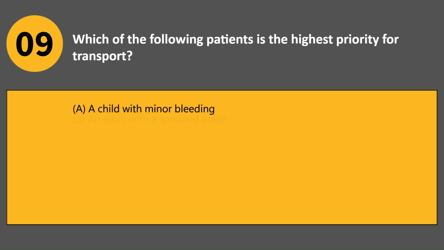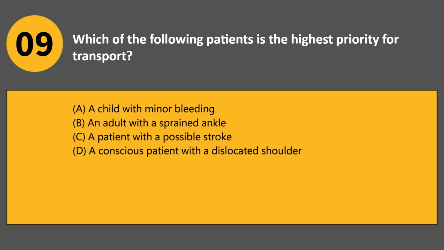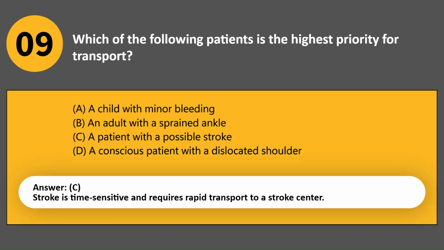Which of the following patients is the highest priority for transport? A. A child with minor bleeding. B. An adult with a sprained ankle. C. A patient with a possible stroke. D. A conscious patient with a dislocated shoulder. Answer: C. Stroke is time-sensitive and requires rapid transport to a stroke center.